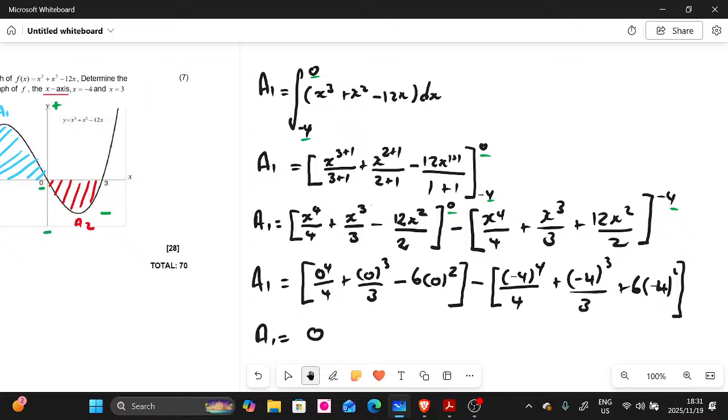Okay, let me double check. Negative 4 to the power of 4 divided by 4 plus negative 4 to the power of 3 divided by 3 plus 6 multiplied by negative 4 squared. Okay, so my answer here, I am getting 138.666, so meaning our answer is going to be minus 138.667. Okay, let me double check, guys. I'm not so sure about this, but let me see if it is correct.